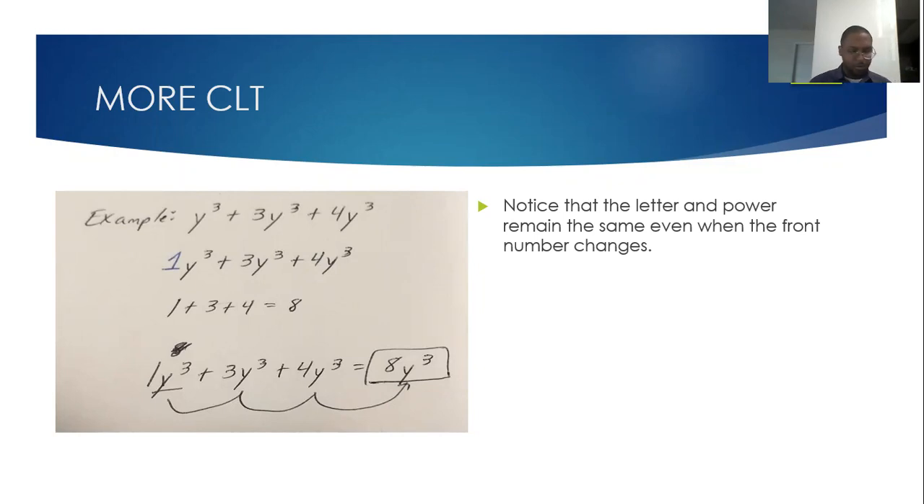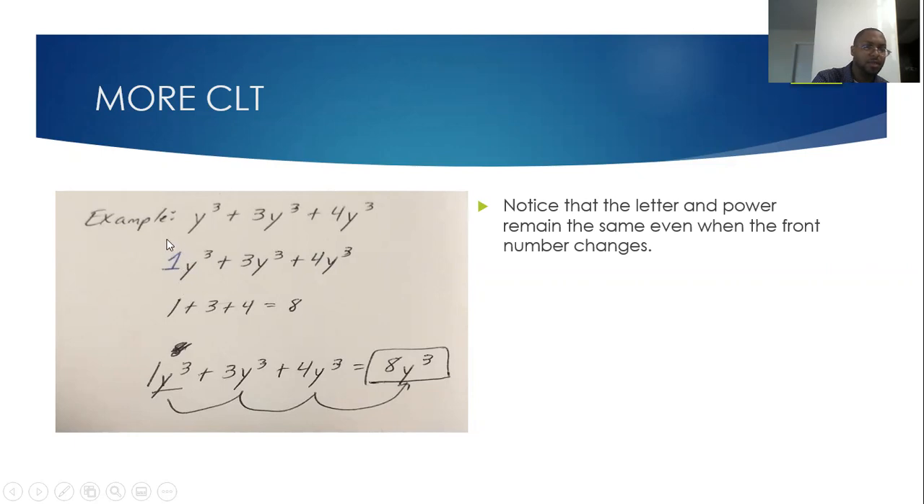Why isn't it 7y to the 3? I see a 3 and I see a 4. 3 plus 4 is 7. Therefore, it's 7y to the 3. That makes sense to me, right? Well, that's because you didn't think about something that we do in math that we don't really talk about, which is this right here.